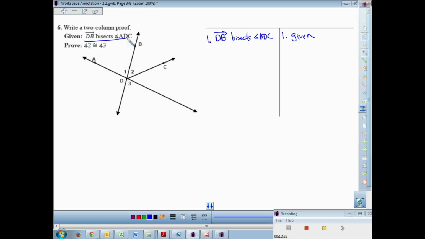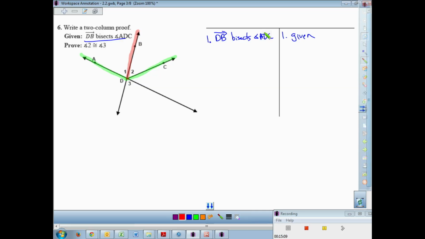Here's all they gave me, correct? That's it. Is there any non-dirty information given to us? Nope. So we'll go straight to the picture and mark what this means. If Ray DB bisects angle ADC, mark that in the picture for me. I'll give you a chance to do that. Angle ADC is this guy, correct? Didn't this dude, Ray DB, bisect it?